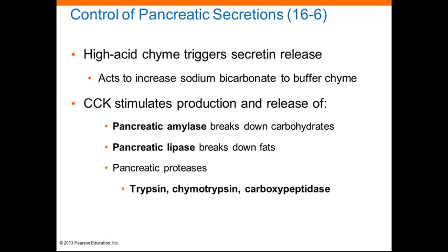Another duodenal hormone is CCK, which stimulates the production and secretion of pancreatic amylase to break down carbohydrates, lipase to break down fats, and proteases like trypsin, chymotrypsin, and carboxypeptidase.